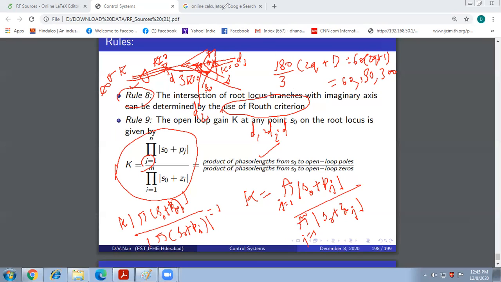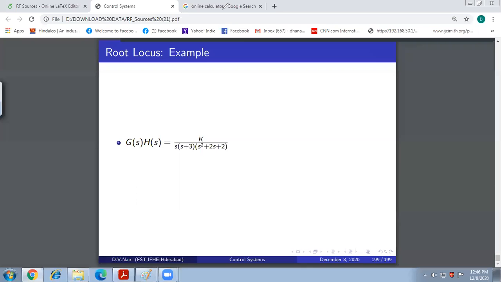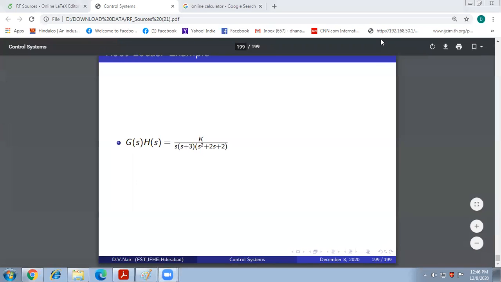So now we will quickly look into one example before we conclude with root locus and start with Bode plot or Nyquist criteria. So friends, here is a small example. The open loop transfer function of a unity feedback closed loop system is given to us. We need to construct the root locus for this given open loop transfer function.